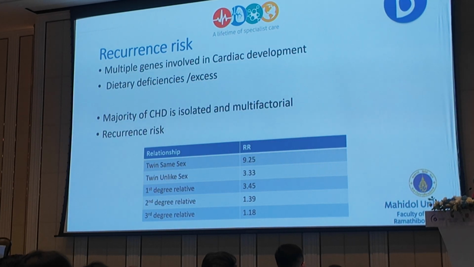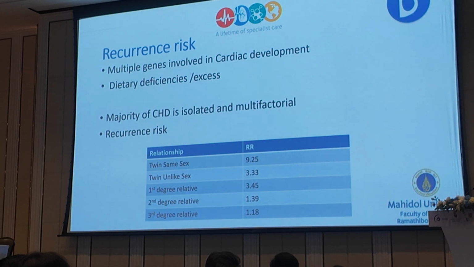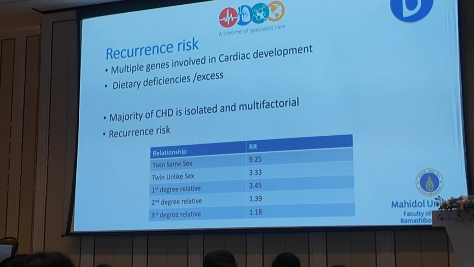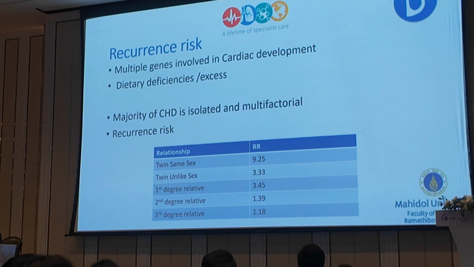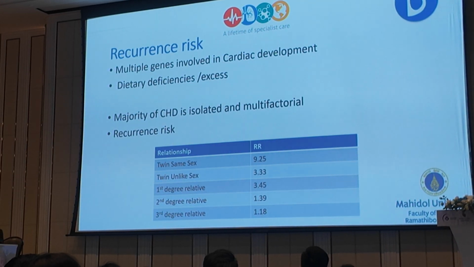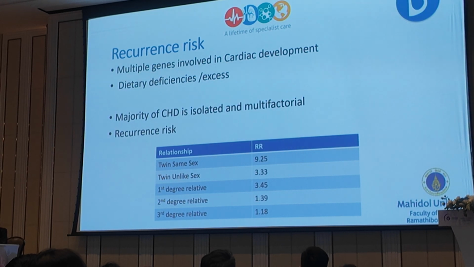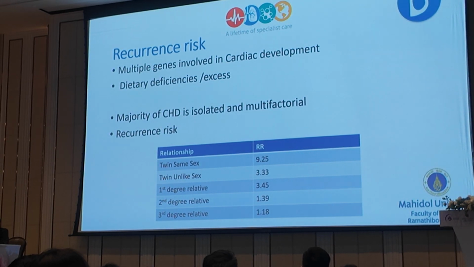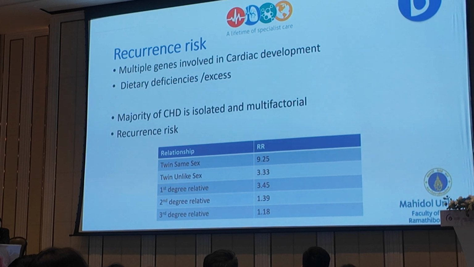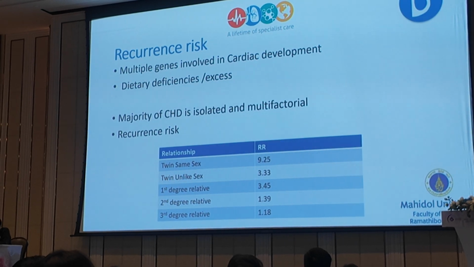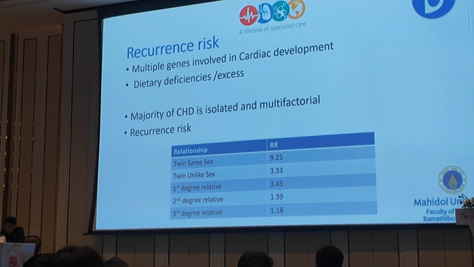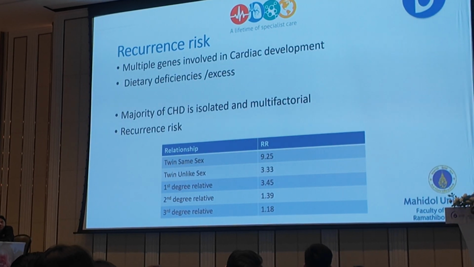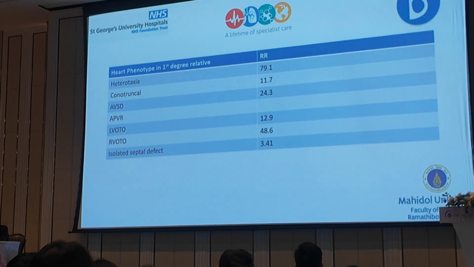So we know that there's a considerable recurrence risk with congenital heart disease. So we know there's a genetic background. We know that same-sex twins, which suggests potentially that they are identical, and we know that unlike-sex twins have a higher recurrence risk. And if you've got a first-degree relative, and that can be a parent or a sibling, it falls off rapidly. So there are, without doubt, multifactorial genetic components to recurrence risk for congenital heart disease.